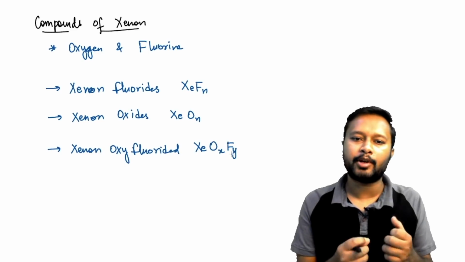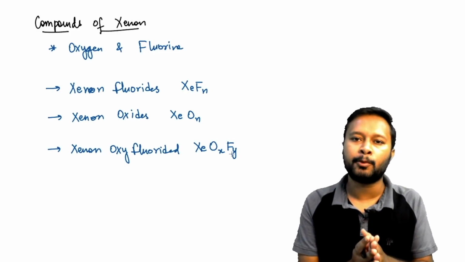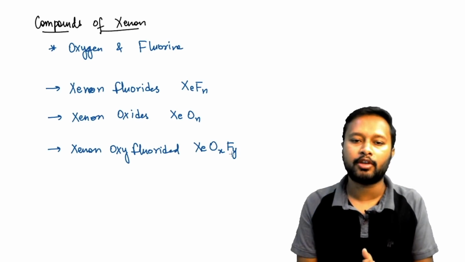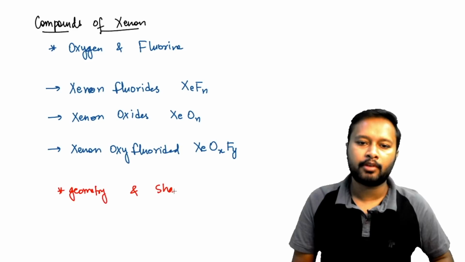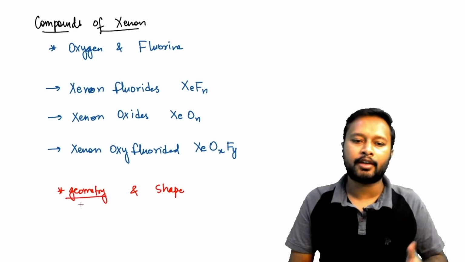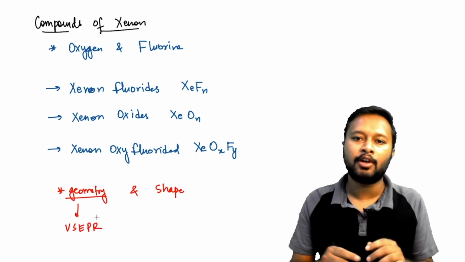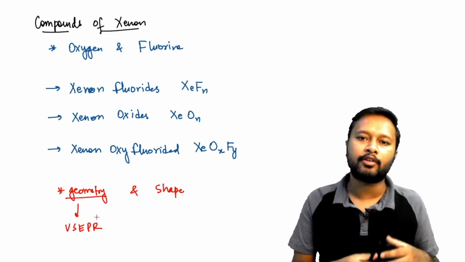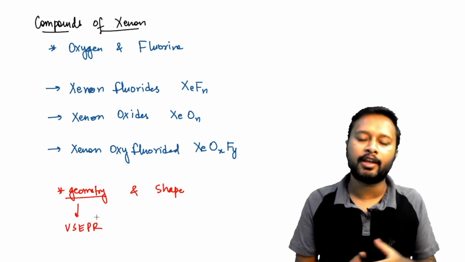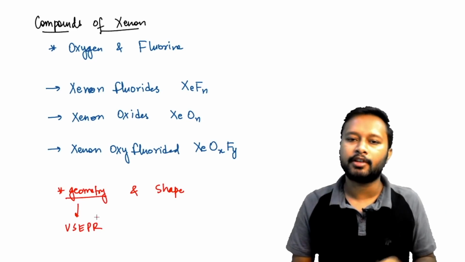Now you need to know the structure of these compounds, how to find out the shape of the molecule. Two things are important: one is to find out the geometry, and the next one is the shape. You can get the geometry of the molecule with the help of VSEPR theory. If you have not watched my short trick video where I explained how to use VSEPR theory to find the structure and hybridization of inorganic molecules, most molecules can be done with that. I'll pin it in the I button over there, so you can click and watch that video.